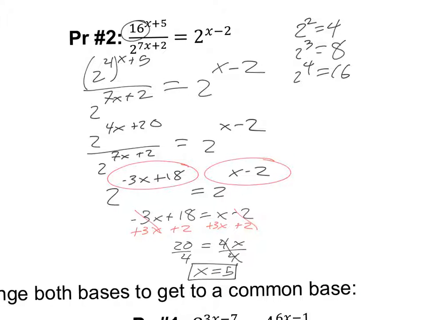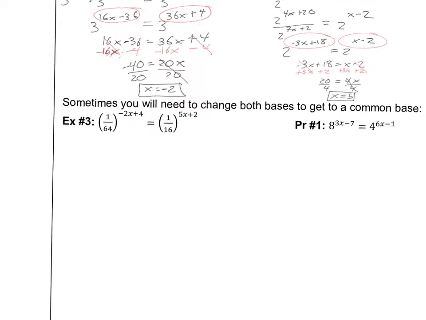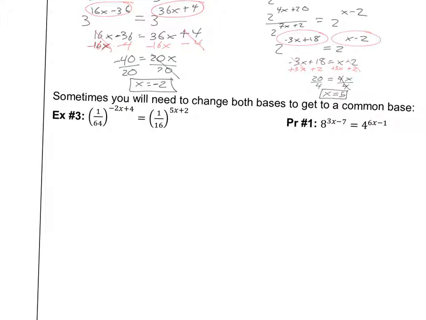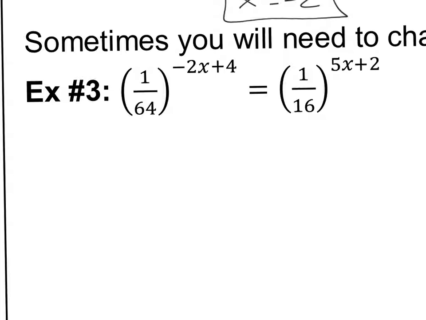All right, let's go ahead and jump to example number 3. And it says here that sometimes we need to change the bases of both sides to get a common base. So right now, there's no way to write 16 to get to 64 or vice versa, but we can write both of these as 2.